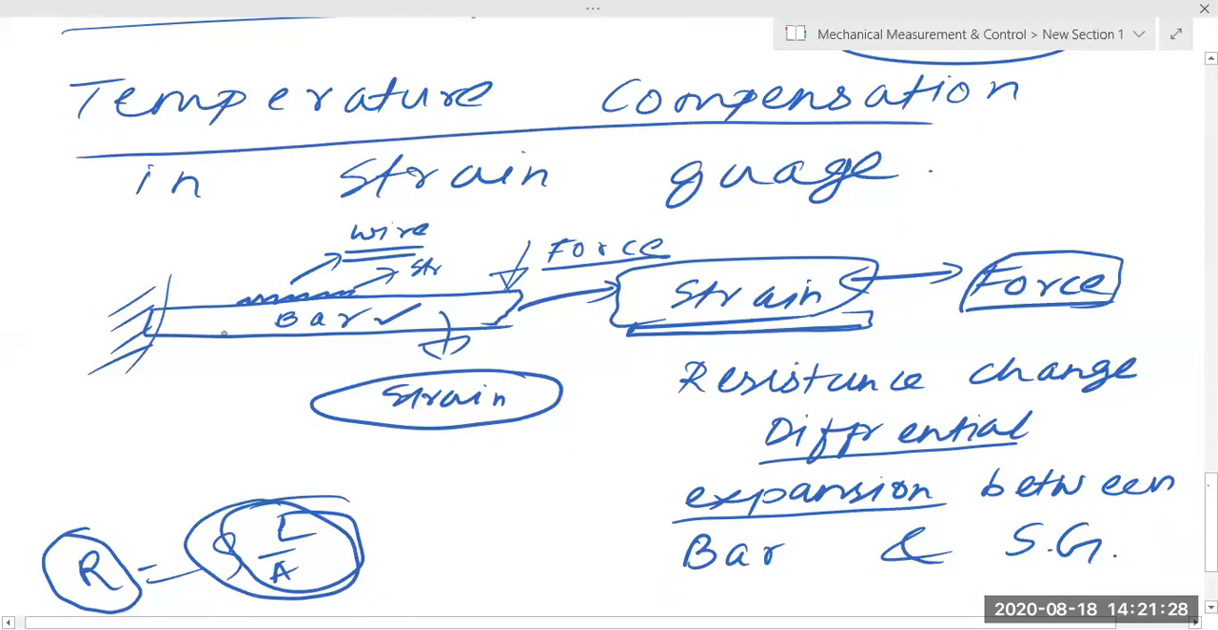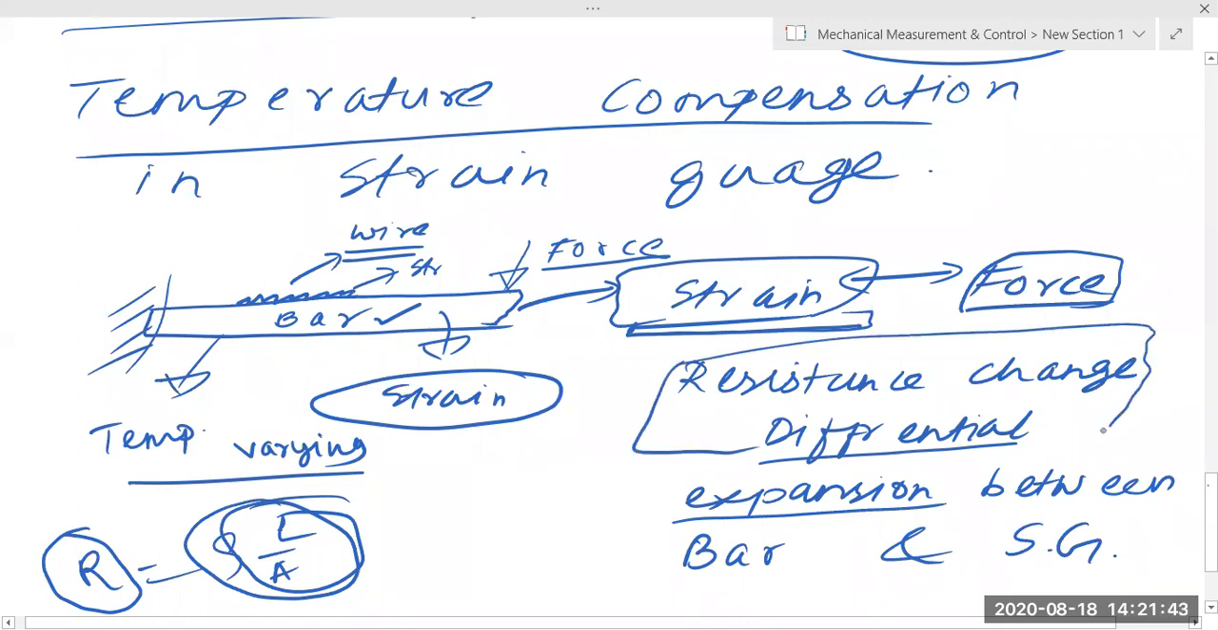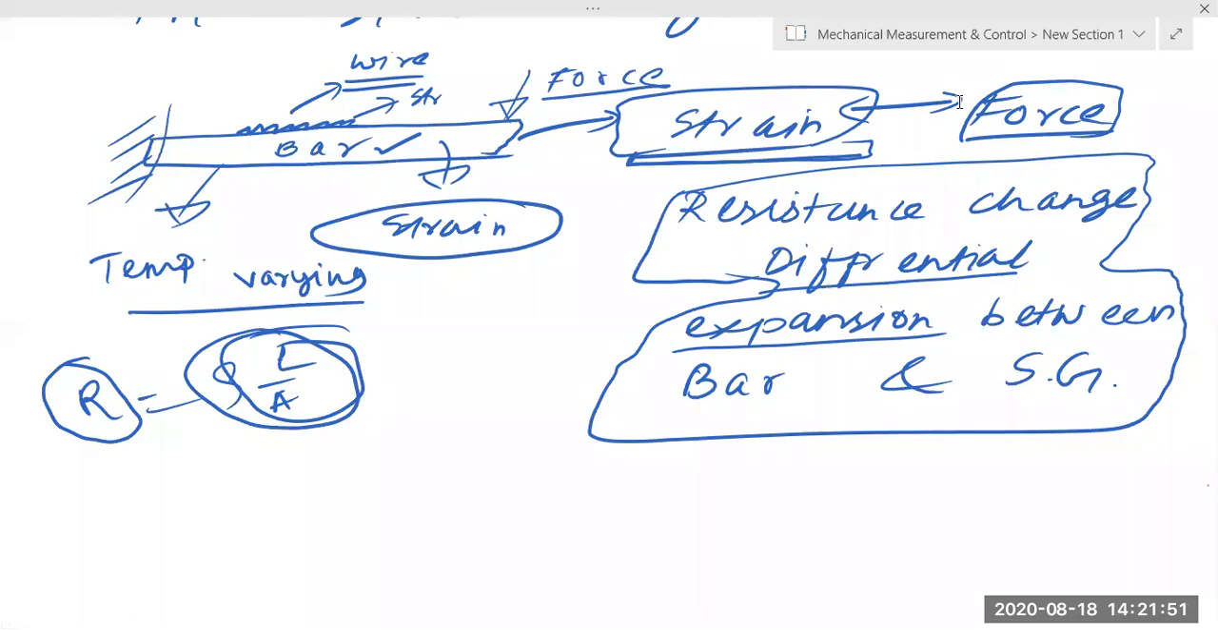Suppose this bar is in a system where temperature is varying. One factor which will lead to change in resistance will be temperature, so the resistance change due to change in temperature. And there is one more factor that I would like to mention, that is resistance change due to differential expansion between the bar and the strain gauge. Is everyone clear with this? Just put it in the chat if you are clear with what I'm saying. Is everyone clear?